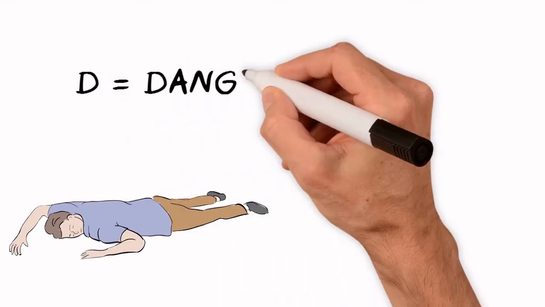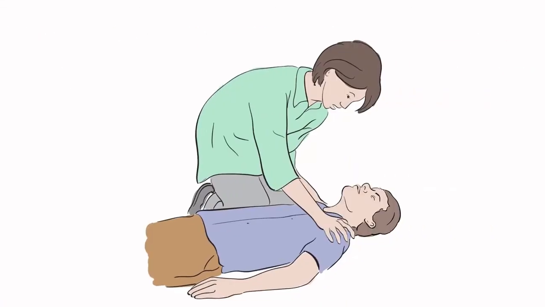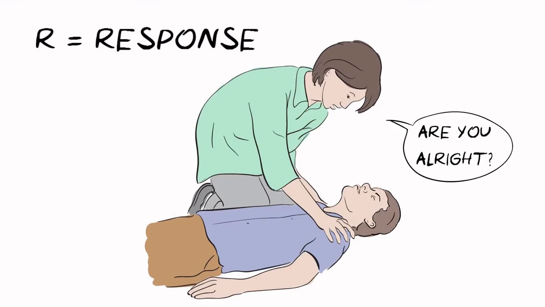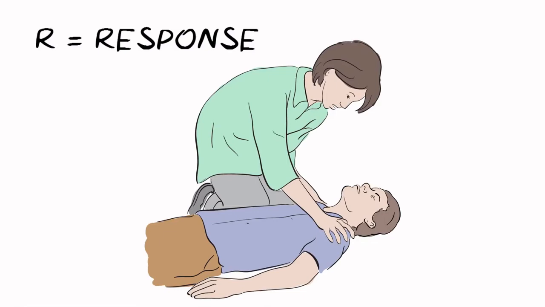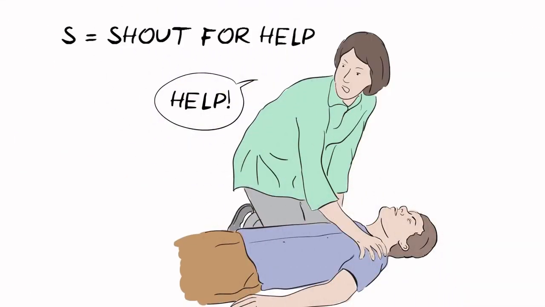D is for danger. First, look around carefully to make sure the area is safe for yourself and others before approaching. R is for response. Shake them gently by the shoulders and ask them loudly, "Are you all right?" If there is no response, you need to S. Shout for help, as any assistance will be helpful.